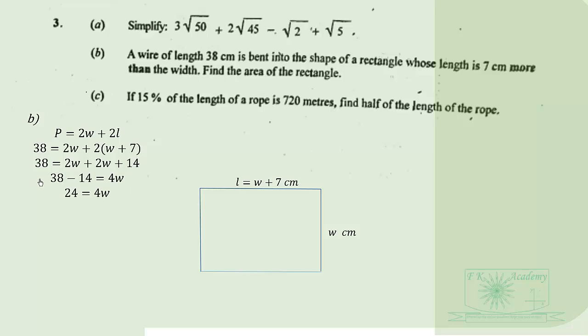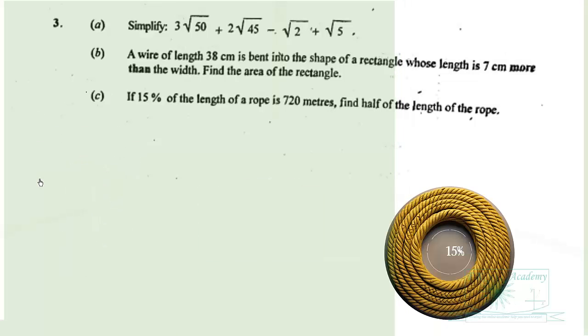38 minus 14 will give us 24. 4W is 24, so we divide through by 4, and we get W to be 6 centimeters. So the length will be 6 plus 7, which is 13 centimeters. When you multiply, you find the area to be 78 centimeters squared. Great. Now let's look at this one.